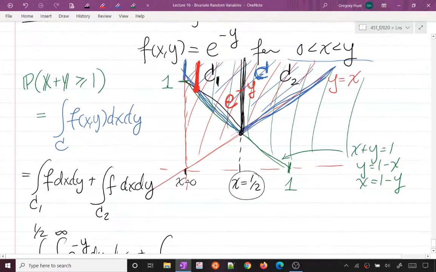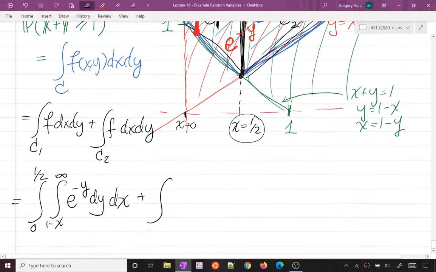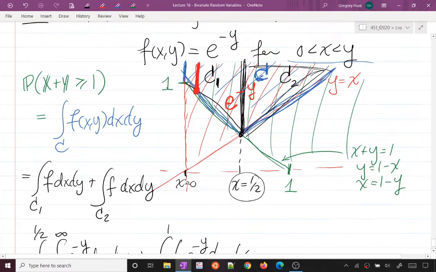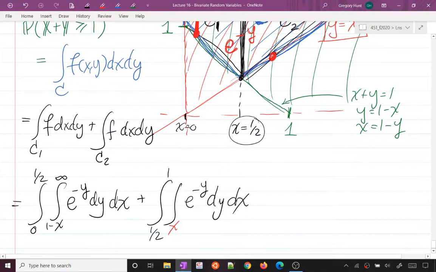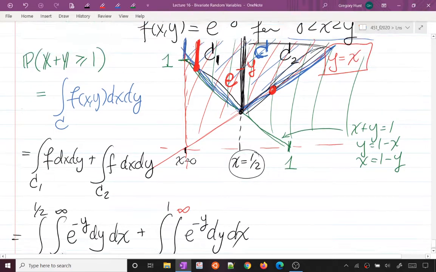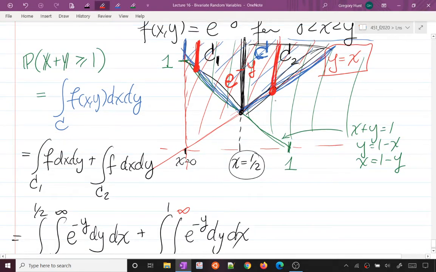And then my second integral, which integrates over the second region over here. Of course my outer integral is going to be the rest of the x's. It goes 1/2 to 1. That's my outer integral. And my inner integral, of course my function is e to the negative y. Again, I'm integrating with respect to y. It goes from this line, which is the line y is equal to x. So it goes from x, and again goes to infinity. Just those infinite vertical slices.